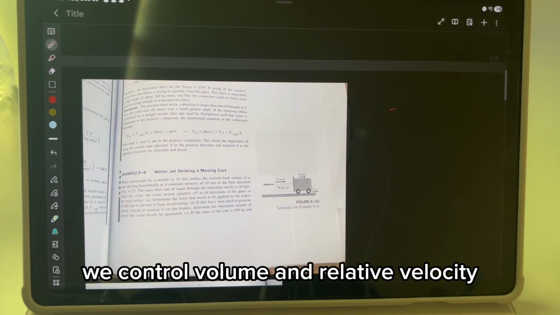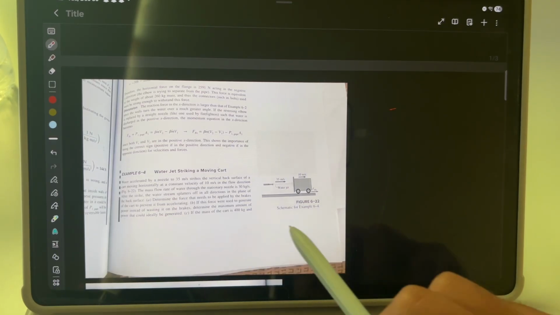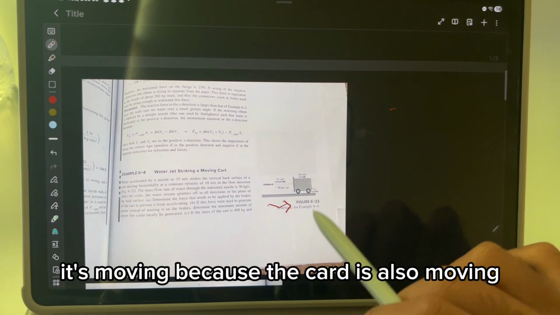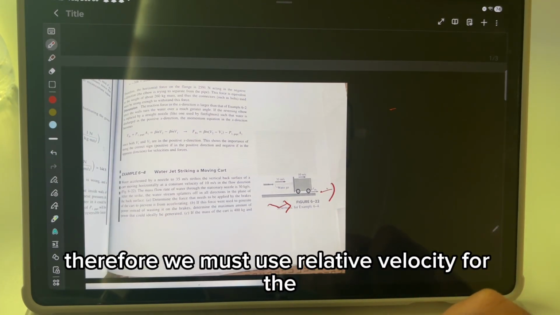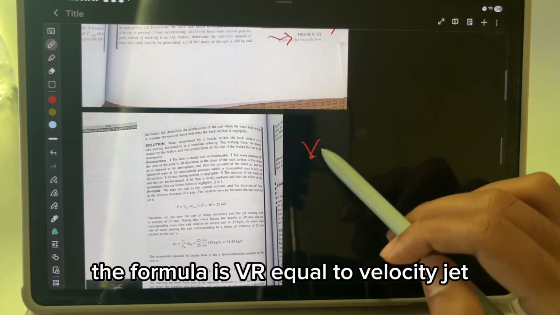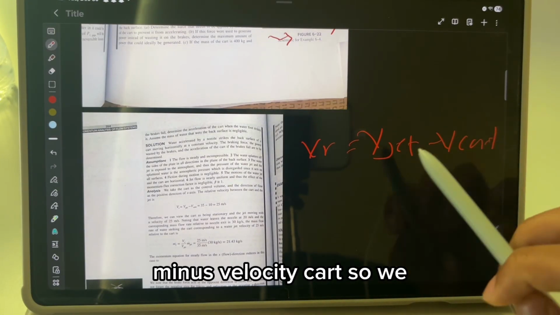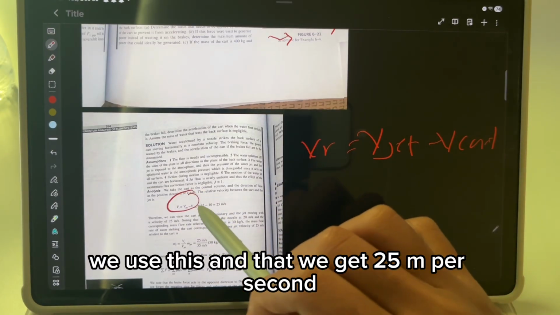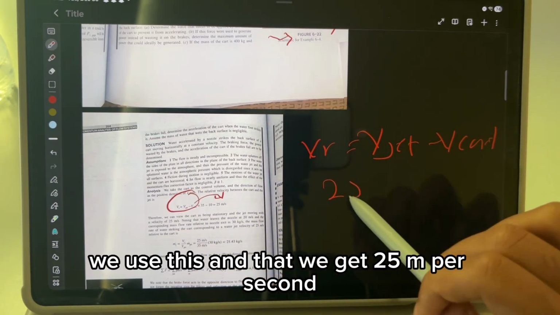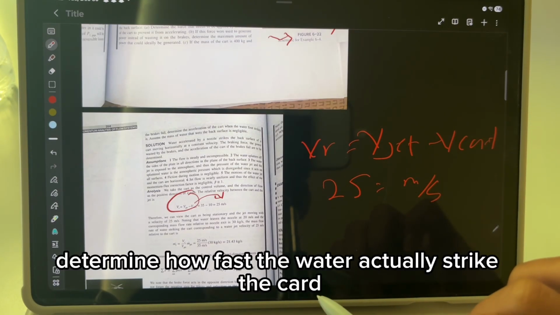For the first step, we consider the control volume and relative velocity. In this example, the control surface is moving because the kite is also moving. Therefore, we must use relative velocity. The formula is V_R equals velocity of the jet minus velocity of the kite. Using this, we get 25 meters per second. This relative velocity determines how fast the water actually strikes the kite.